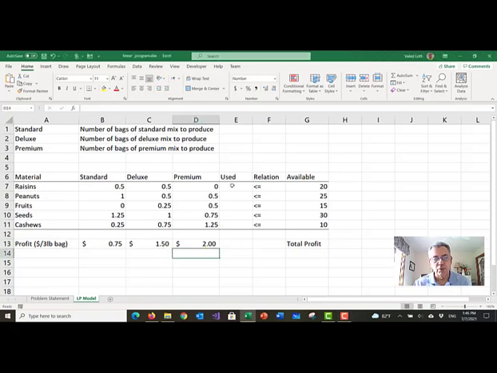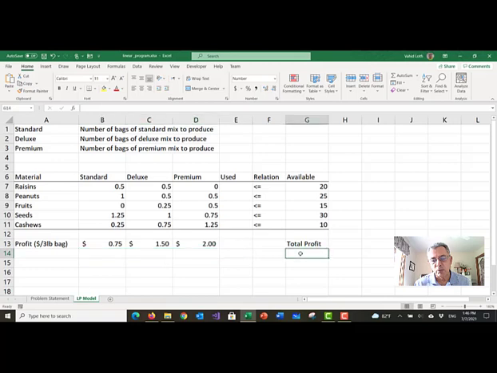My relationship for the 5 constraints are less than or equal to, and these are my availabilities: 20 pounds of raisins, 25 pounds of peanuts, 15 pounds of fruit, 30 pounds of seeds, and 10 pounds of cashews. In this column, I am going to be entering the amount of resources or each ingredient that is going to be used by the mixture. But first, I need to define the 3 cells for the values of the 3 decision variables: standard, deluxe, and premium. I'm going to use these 3 cells for that purpose.